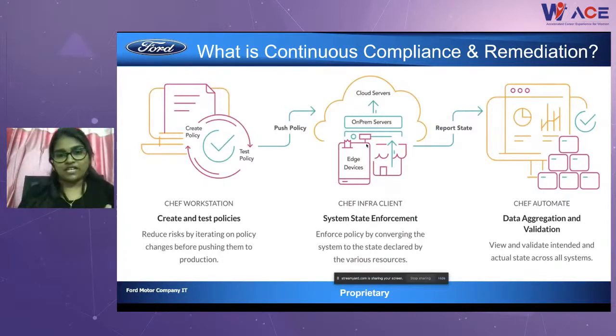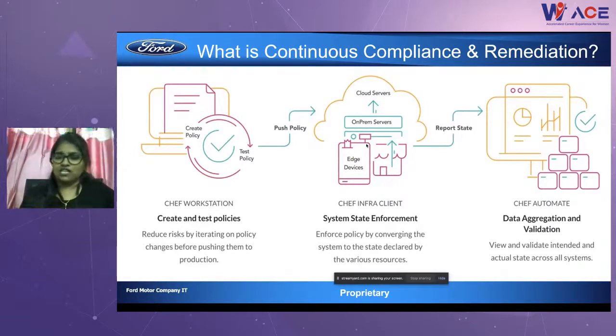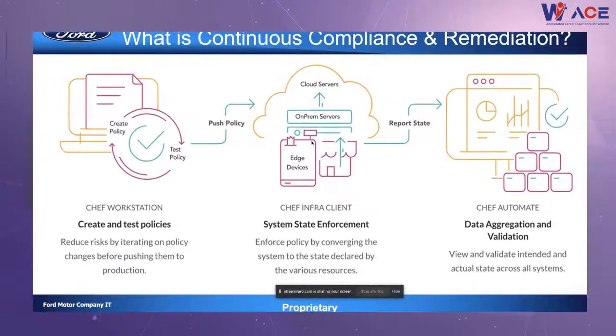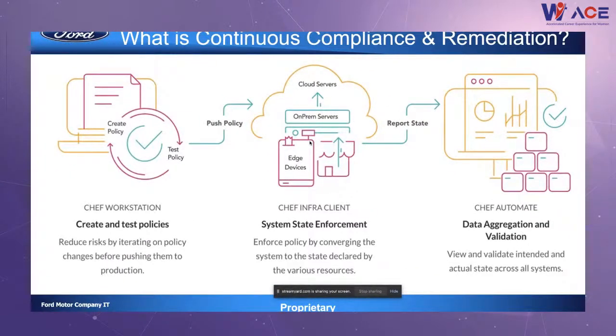So this has to happen in an automated way, and it has to happen in a continuous way. And that is what continuous compliance and remediation is all about. So what is the process that we are going to follow in order to have this done? Okay. So here we are going to see a tool called Chef. What Chef is, we'll see in our upcoming slides.